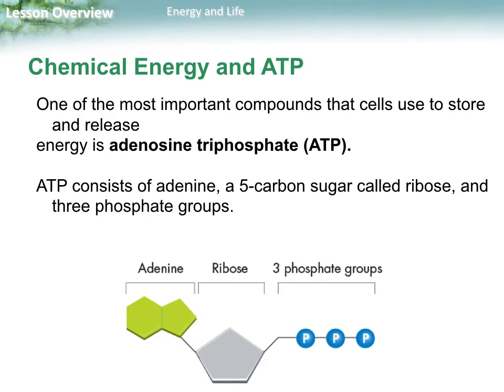All right, so adenosine triphosphate, ATP. As you can see here, it has the adenine ring, where we talked about this when we were discussing nucleotide bases, the ribose, the 5-sided sugar, and then it has 3 phosphate groups. Okay, this is the structure of ATP. Become familiar with it.